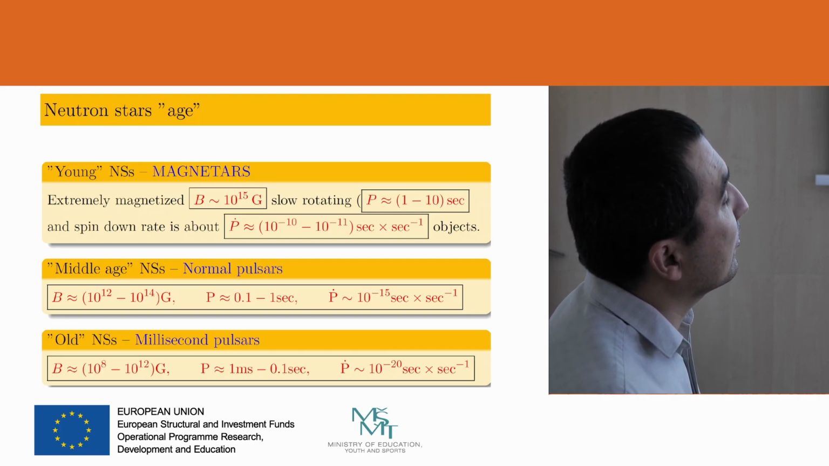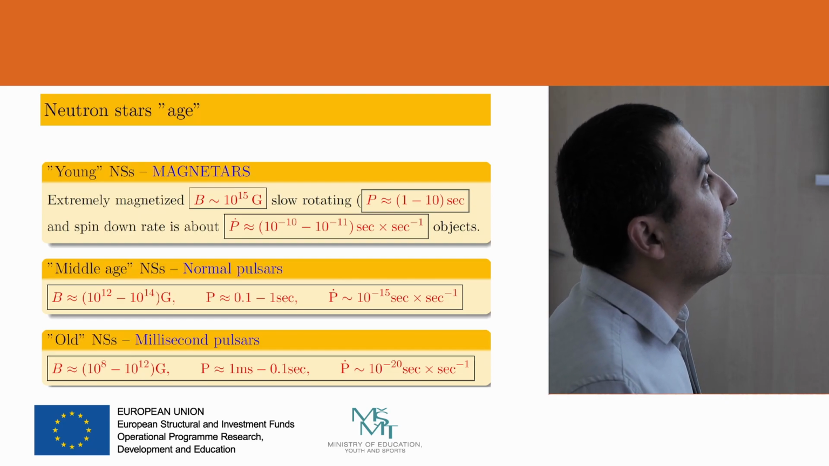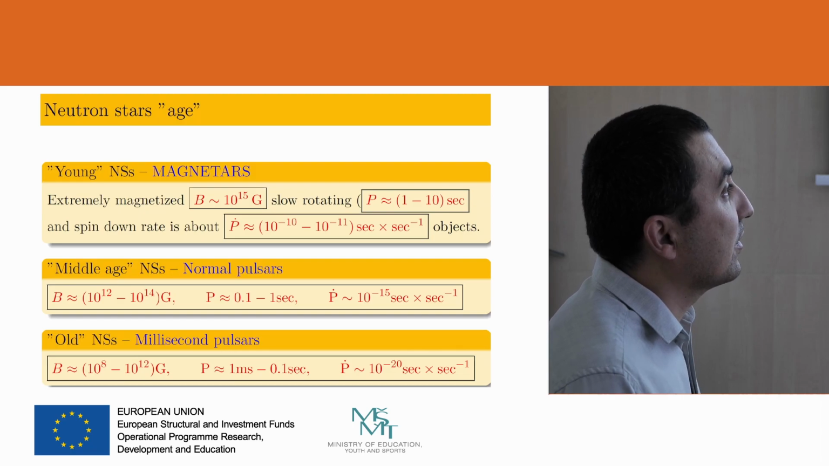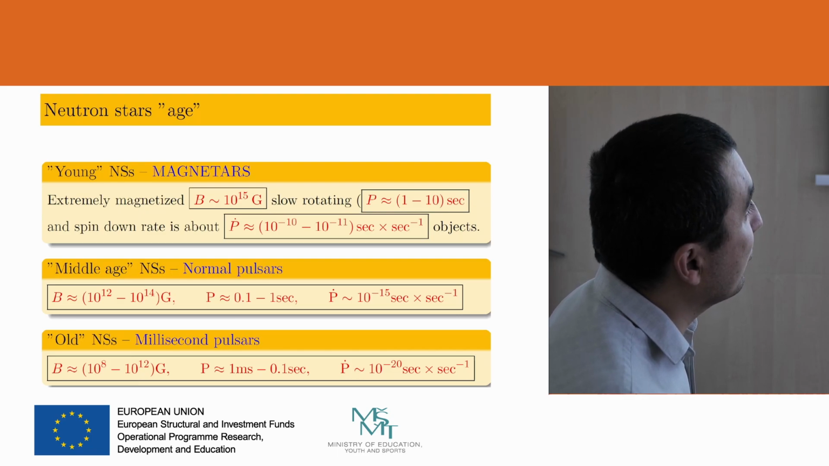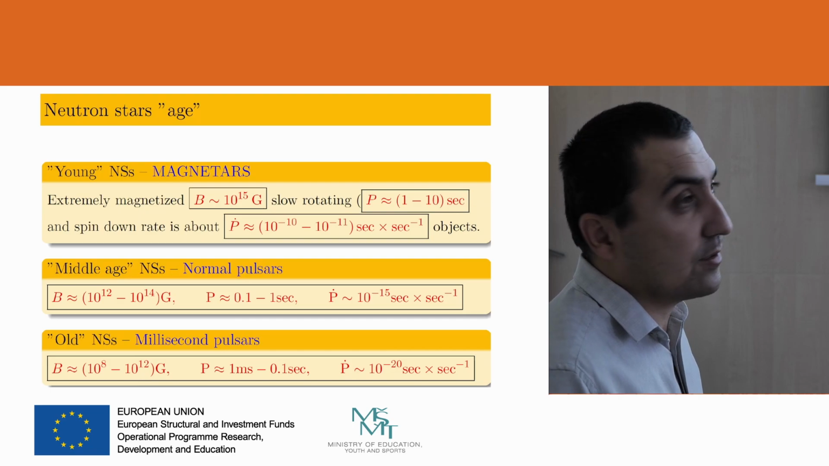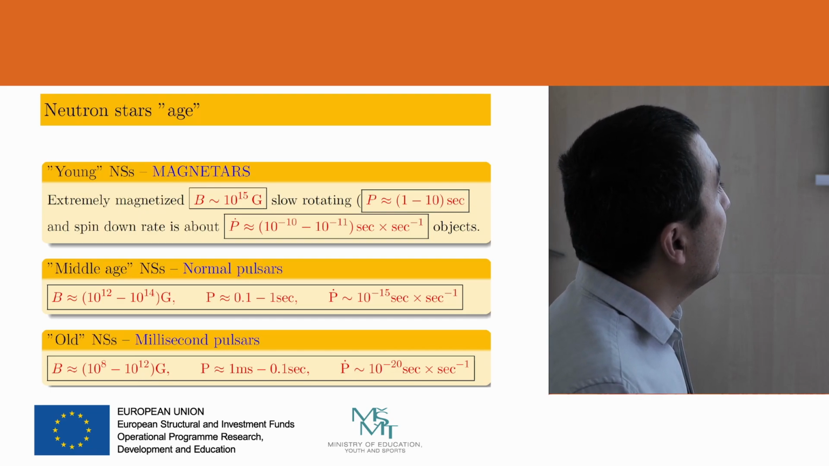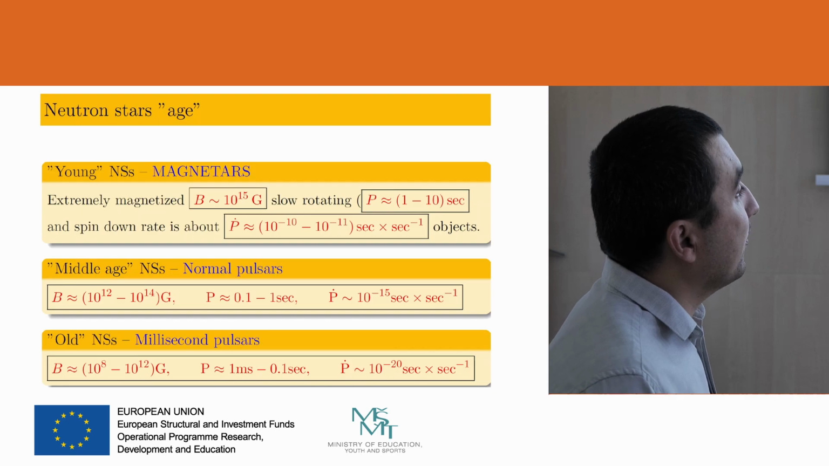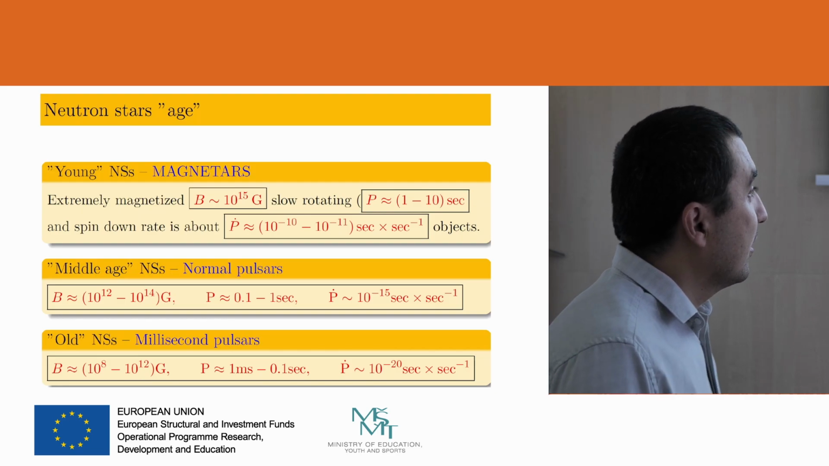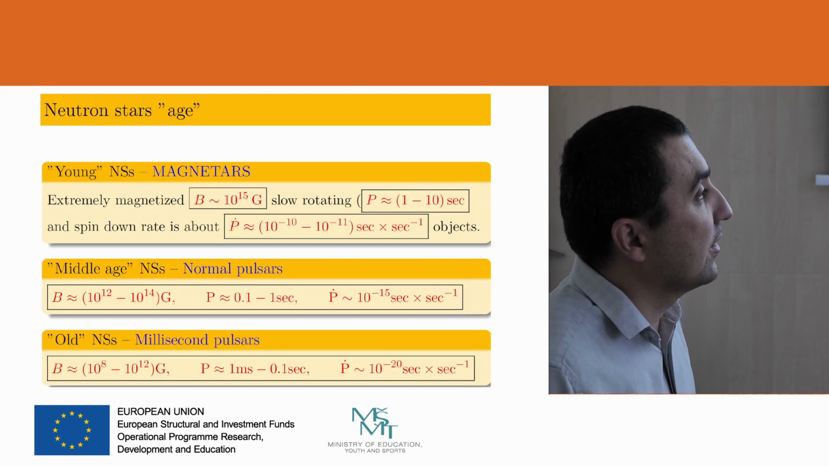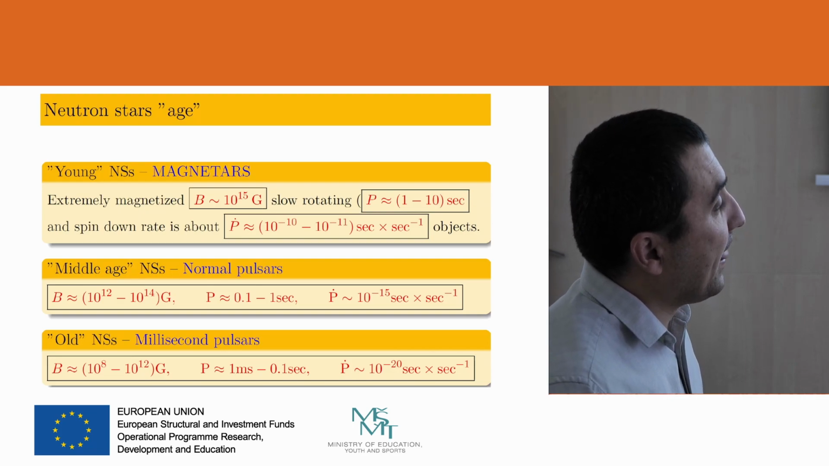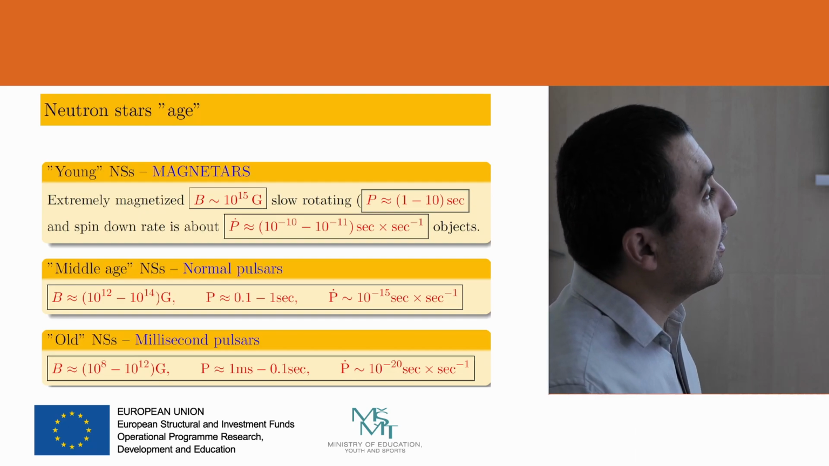The spin down rate is about 10^-11. And for middle-age neutron stars, known as normal pulsars or radio pulsars, the magnetic field is about 10^12 to 10^14 Gauss, and the period of pulses is about 0.1 up to 1 second. The period derivative is about 10^-15.